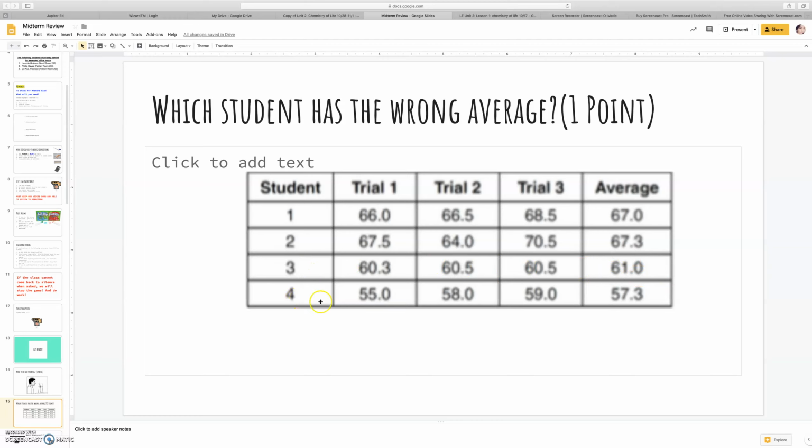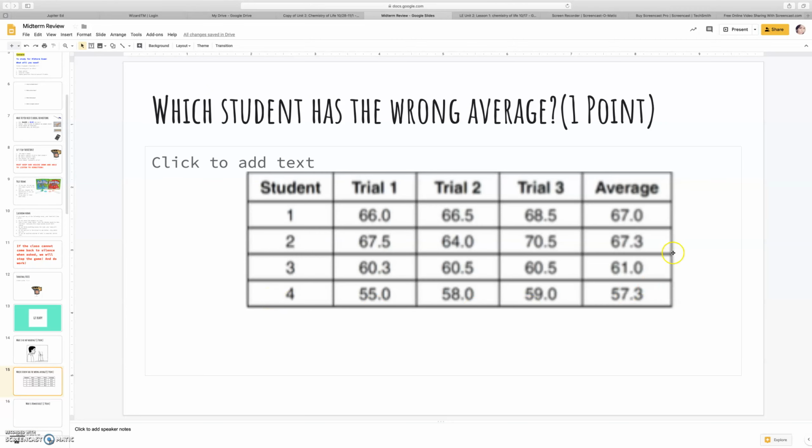For number 4, this student got these 3 trials. You add all these numbers and divide by 3, and then got the correct average. And it makes sense: 59, 55, 58, add all 3, divide by 3, and then you get an average. You will be asked to get averages on part 2 of the midterm.